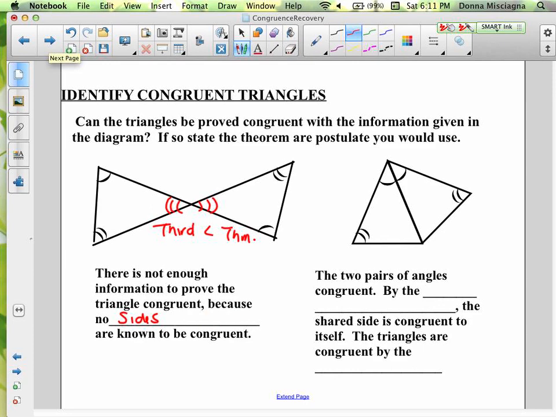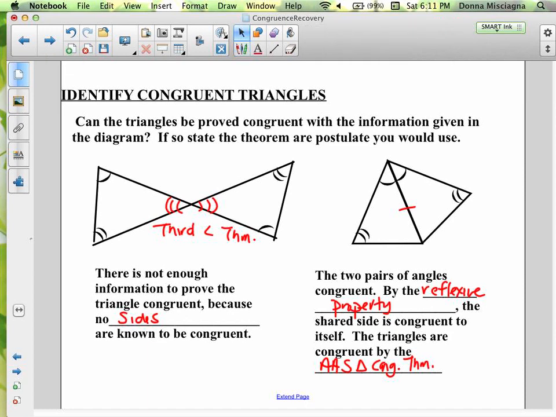So the two pairs of angles are congruent, we have that. And by the reflexive property, the shared side is congruent to itself. The triangles are congruent by the angle side triangle congruence theorem. Right, we have two known angles and a side, and the side is not the included side.